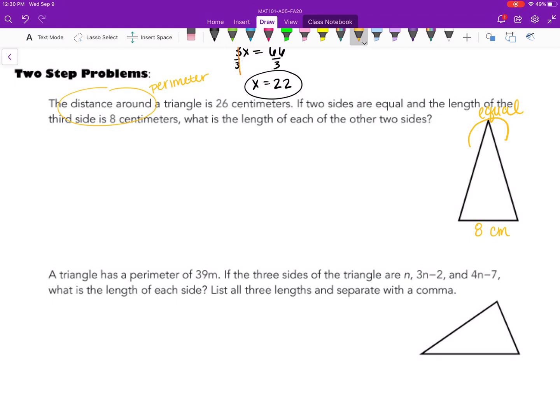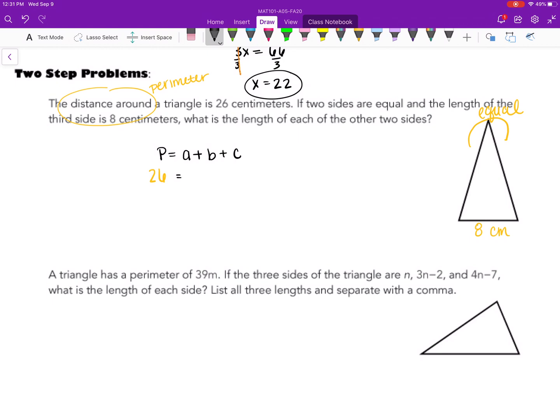So I need two things, the formula for perimeter, and then I need to fill all that stuff in and solve for x. So if you remember from the formula sheet, perimeter is a plus b plus c, or what I told you guys in class was perimeter just meant to add up all the sides. So the perimeter, or in the first sentence, they told me the distance around is 26 centimeters. So I'm going to fill that in for perimeter equals a plus b plus c.